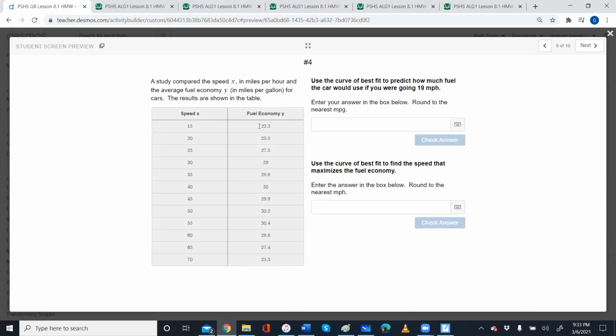As we move on to slide 8, same thing. You can type in those values. You can write the equation. This also asks how much fuel the car would use if it was going 19 miles an hour. So 19, that's your speed, that's your x. So you type in x equals 19 and look where it crosses. Use the curve of best fit to find a speed that maximizes the fuel economy. So you're looking once again at the highest point on the graph. It's going to look like this shape again. And click on there, but pick out the x value because it talks about what's the best speed for that question.